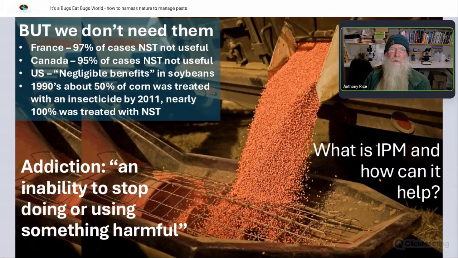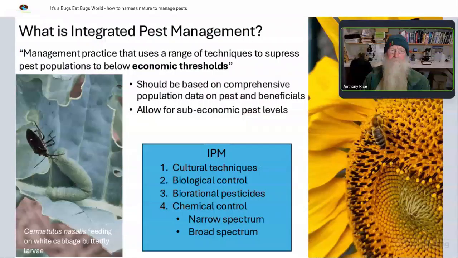And that's the last of the doom and gloom. Now I'm going to talk about something a lot more interesting. What is IPM and how can it help? So IPM, it can be defined in many ways, I suppose. But the most useful one is a series of management practices that uses a range of techniques to suppress pest populations below economic thresholds. But fundamentally, they should be based on comprehensive population data from your crop on both pests and beneficials, and they should also allow for, in principle and practice, sub-economic pest levels. I'll talk a little bit more about thresholds and sub-economic pest levels in another slide.